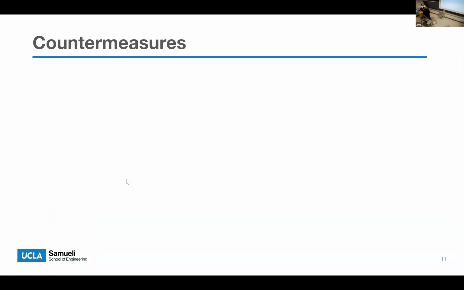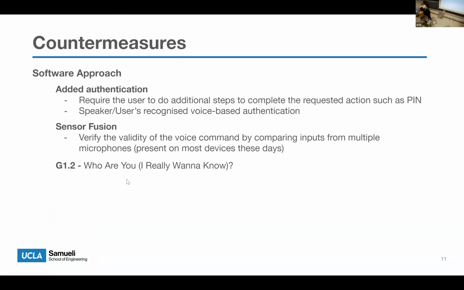Talking about the countermeasures, how this can be avoided. What the researchers suggest is that we have two kinds of approaches. The first is the software-based approach. The first thing is we can add extra authentication layers, such that the user must be required to speak extra security measures such as a password or a PIN before actually executing the command.